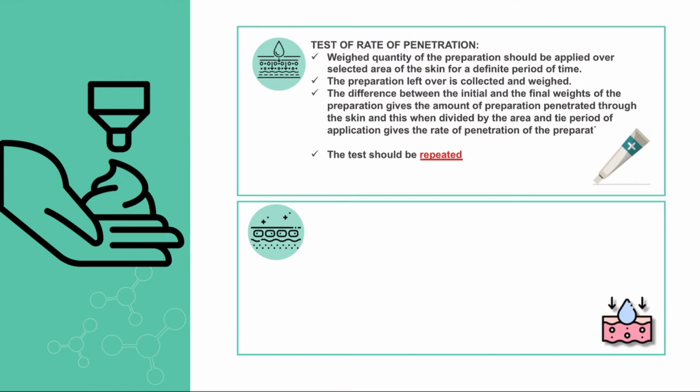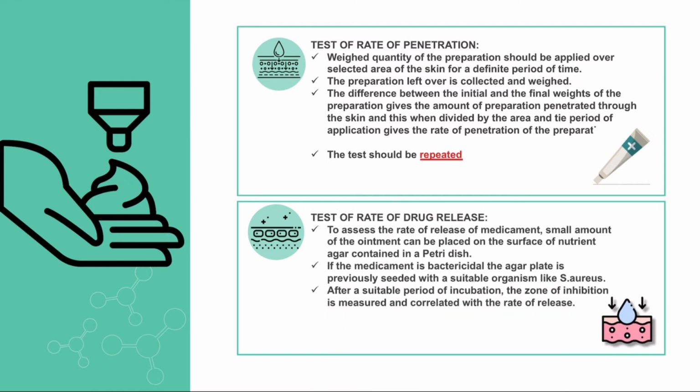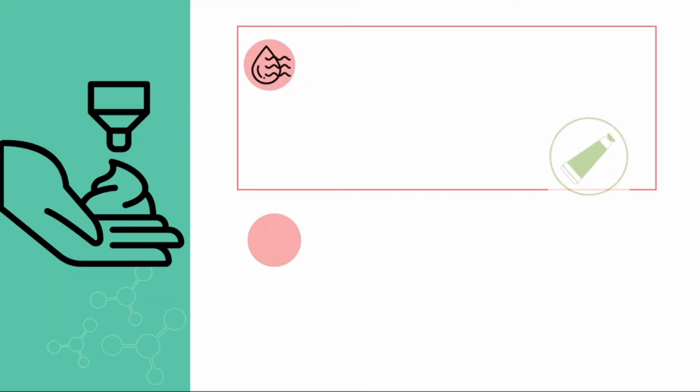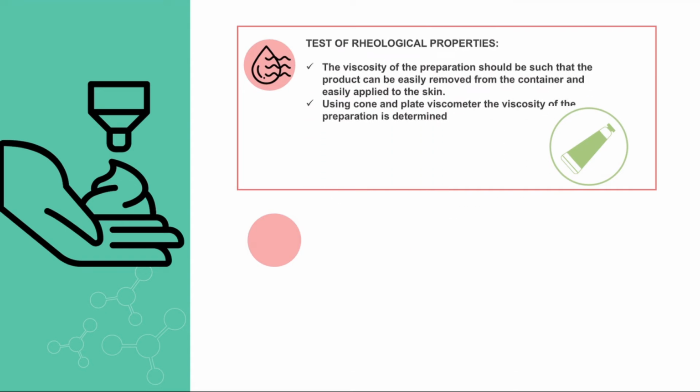Next is the test of rate of drug release. It is performed by applying a small amount of ointment on the surface of nutrient agar. If the drug is bactericidal, the agar plate is seeded with suitable organisms. After a period of incubation, the zone of inhibition is measured and correlated with the rate of release. After that, the test of rheological properties evaluates the viscosity of the ointment by using a cone and plate viscometer.